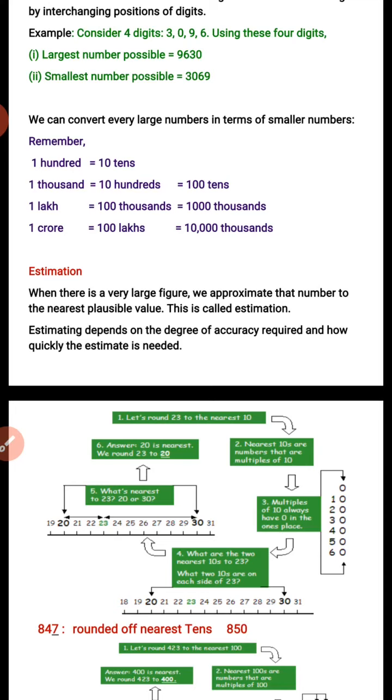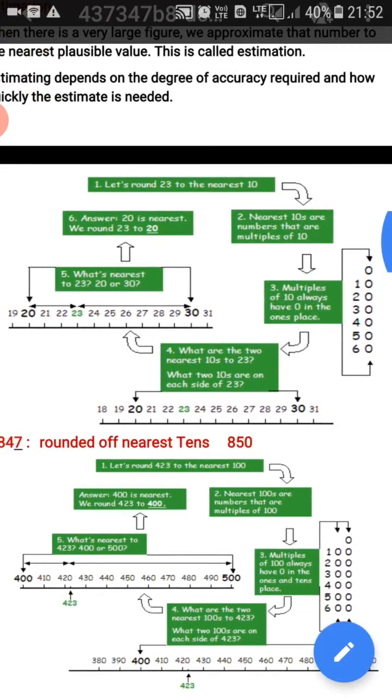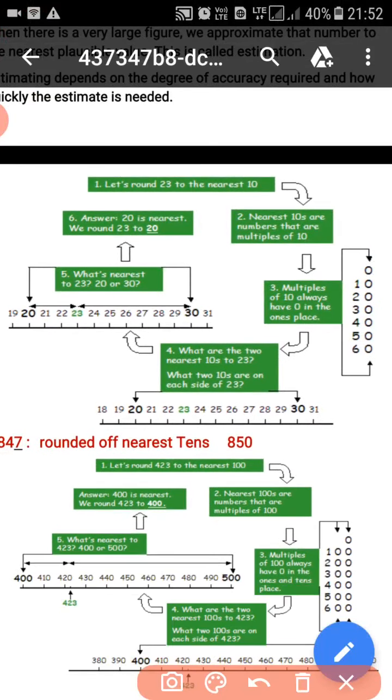Estimation tells you to look at the digit to the right of the digit you want to estimate, and if it is less than 5 then you round down, and if it is 5 or greater you round up. Means, for example, look at this.